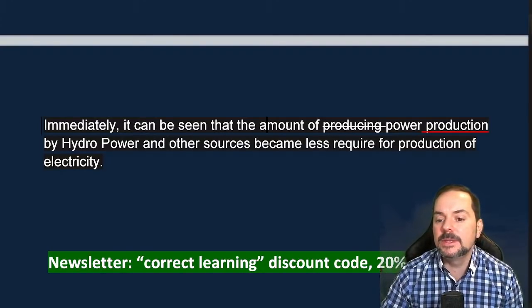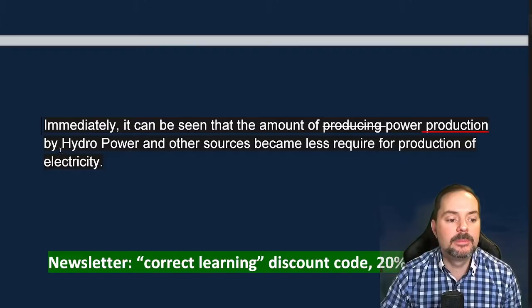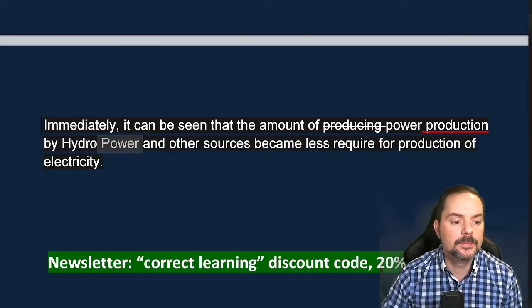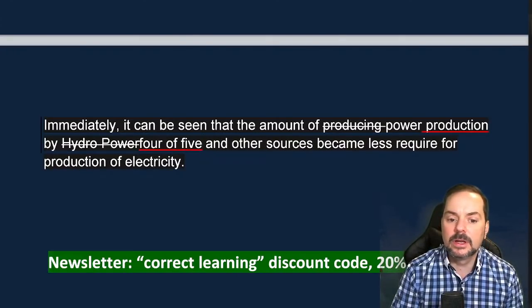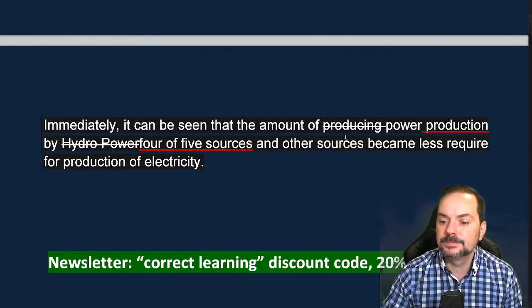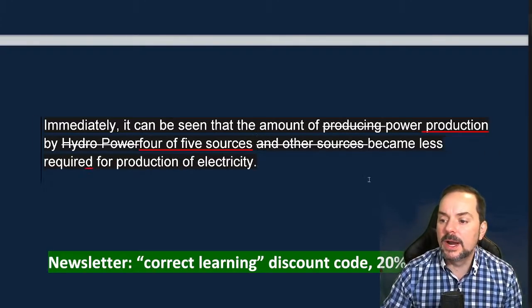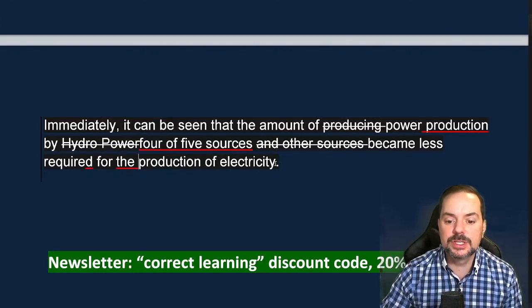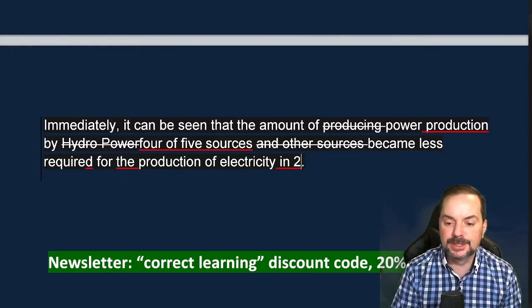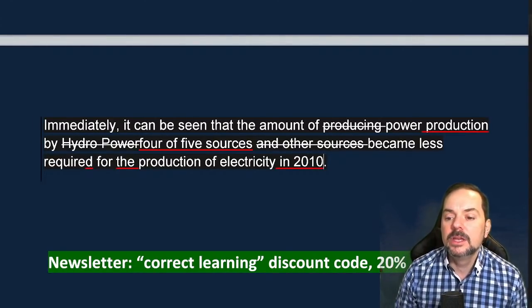So immediately it can be seen that the amount of power production by four of five sources became less required for the production of electricity in 2010. Okay, so that's what I would do, Bakrat.